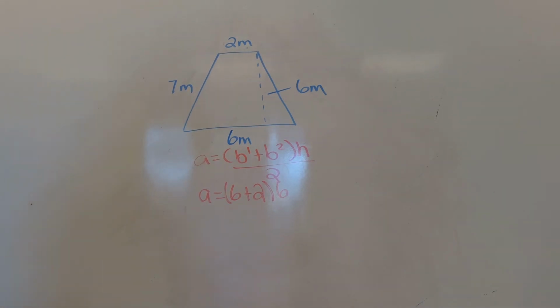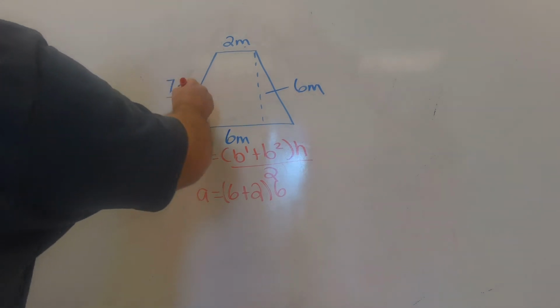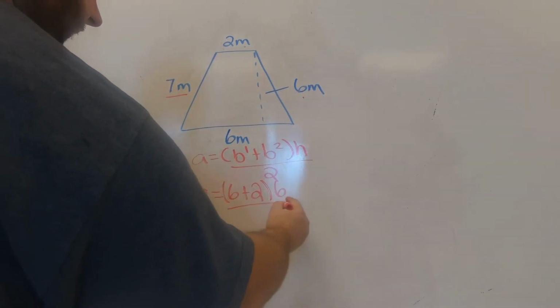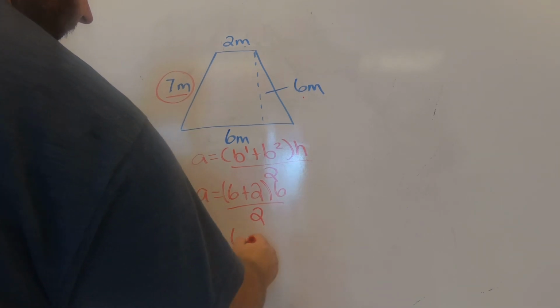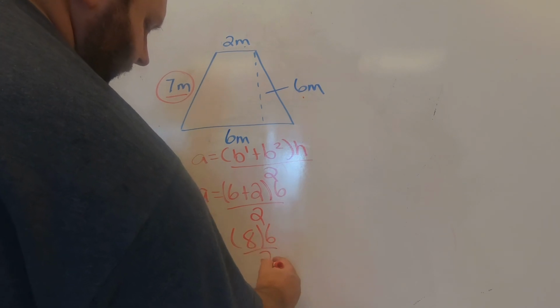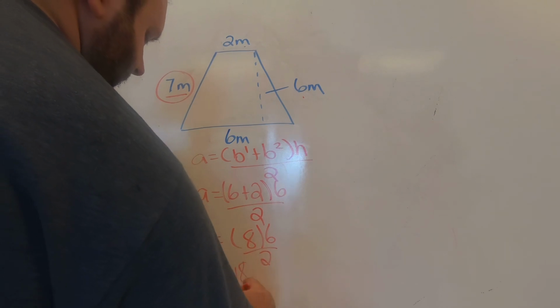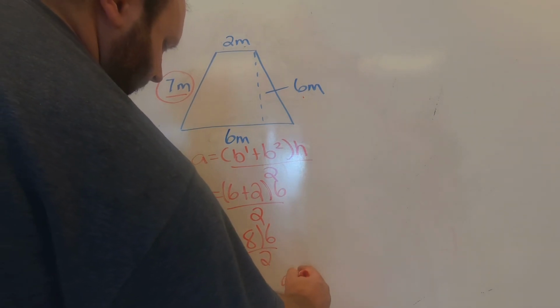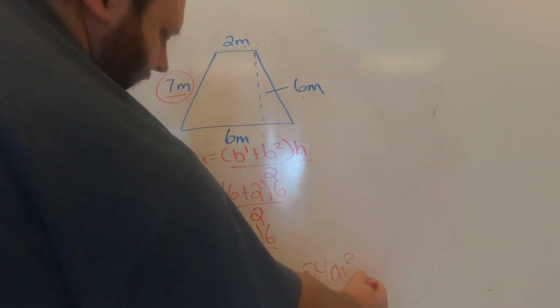Just like when we did parallelograms, we don't measure the side length for height. We measure the height. So it's 6. This is just to throw you off, and there will be examples where that'll be included. Let's go. 6 plus 2 gives us 8. And I just fill in the rest here. 8 times 6 is 48. And 48 divided by 2 is 24 meters squared.